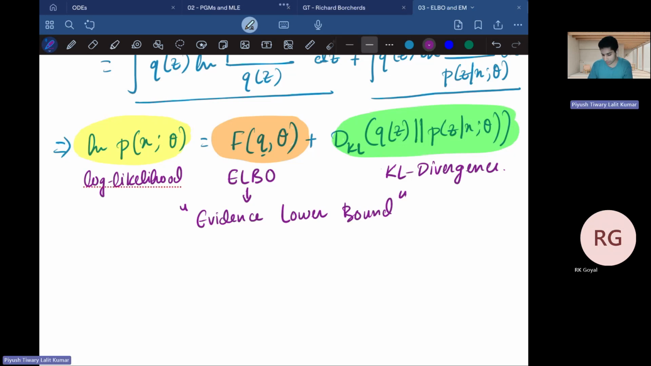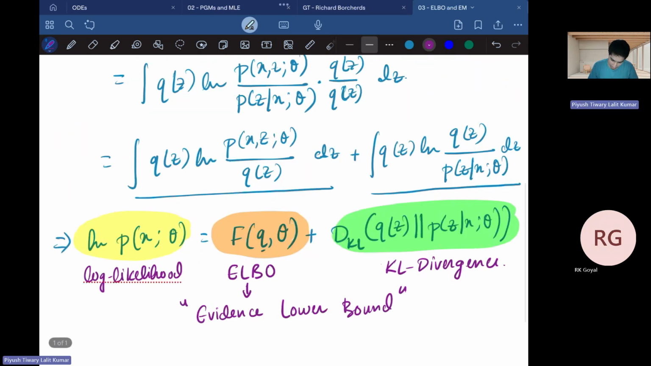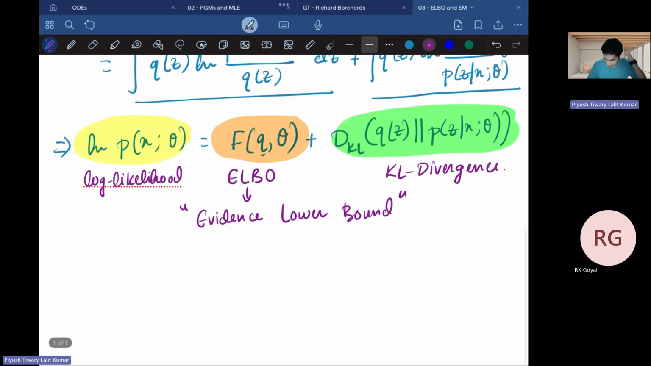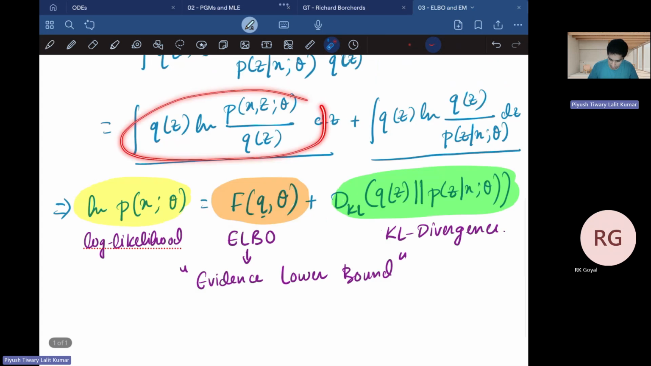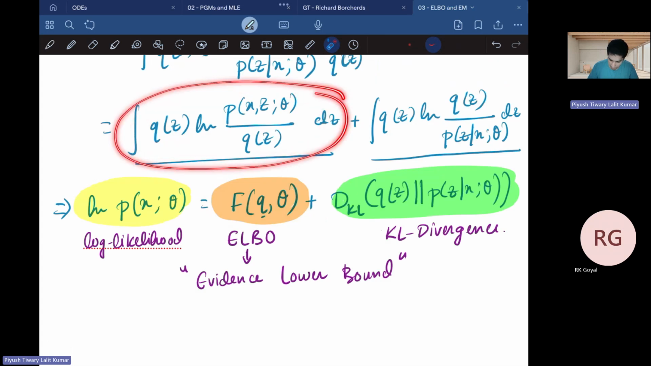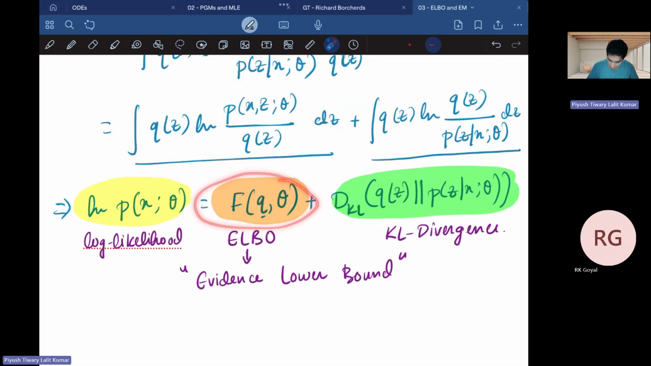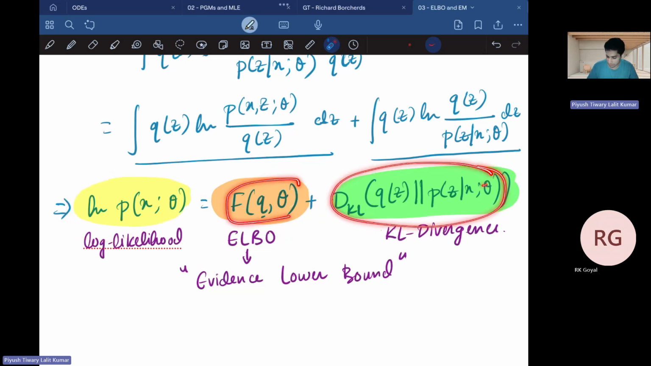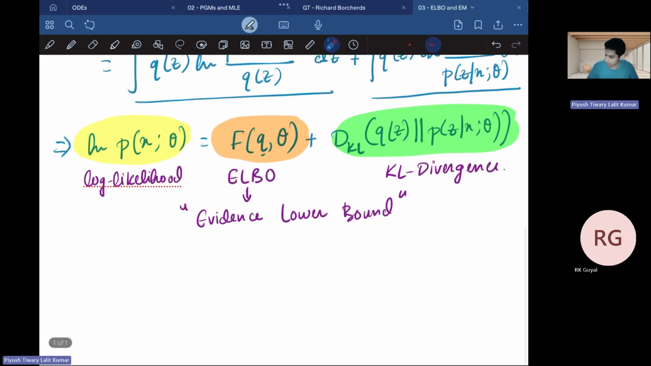I will tell you why this name is there. Okay, let's take this. This is basically telling you that the log likelihood is actually the sum of two terms. The first term is your ELBO, this weird looking term. This is what we have called ELBO, and the log likelihood is the sum of ELBO and a KL divergence term. This is what this is telling us.